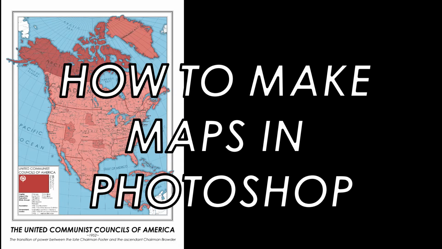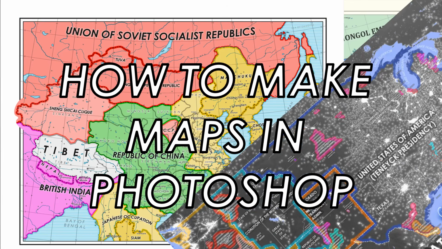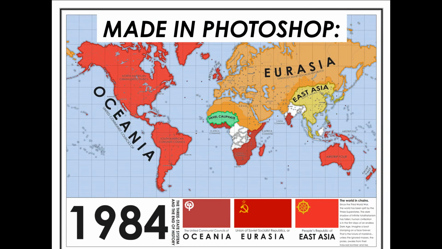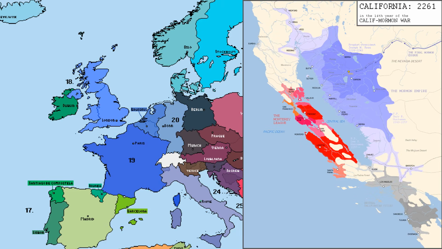So I've gotten some questions on this channel about how I make my historical and ahistorical maps. This video is going to cover how to do so using Photoshop and a new map I'm making for the channel. If there's demand, I'll make another video on how to make maps in free programs like Microsoft Paint or Paint.net, which I've also used before.